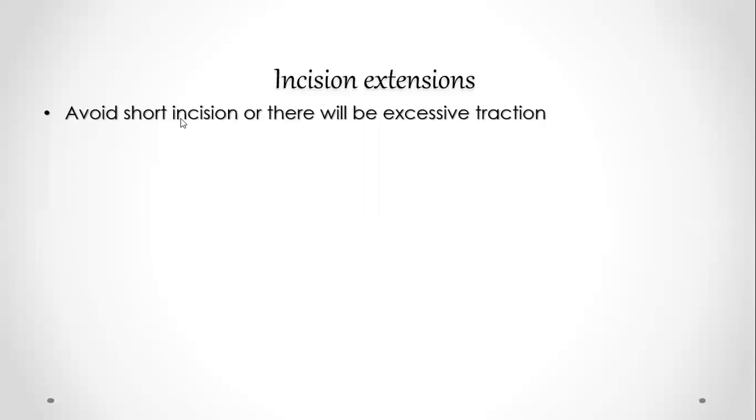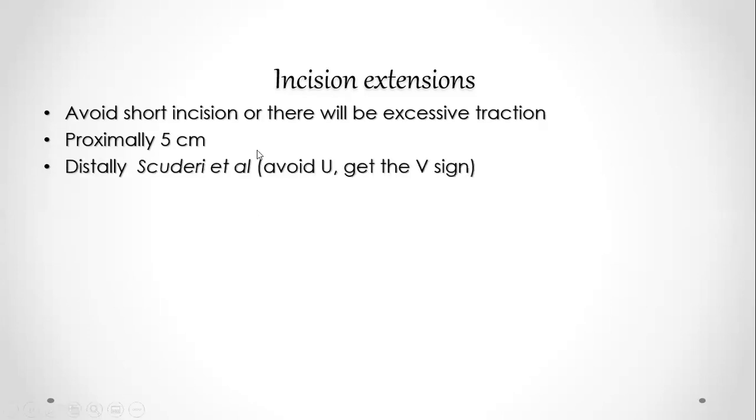So avoid a shorter incision in order not to have excessive traction. Okay, let's go on. Proximally, 5 cm. You start the incision from the inferior pole of the patella or the center of the patella to the tibial tubercle. This is the main one, but you have to extend it more proximally in order to access the distal femur, so approximately 5 to 7 cm. Some surgeons prefer a shorter proximal extension, and others increase the proximal distance as they want.